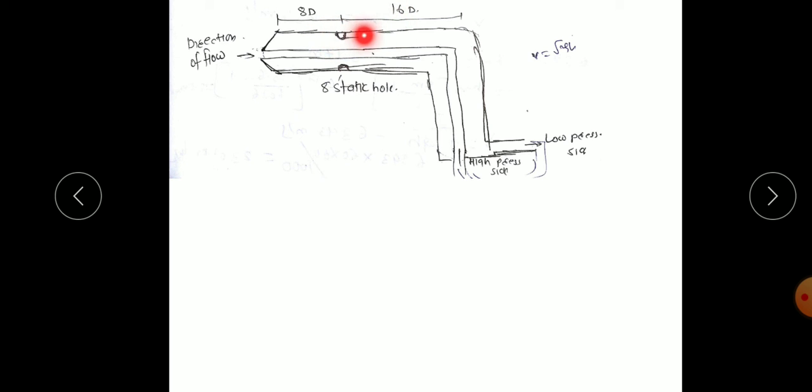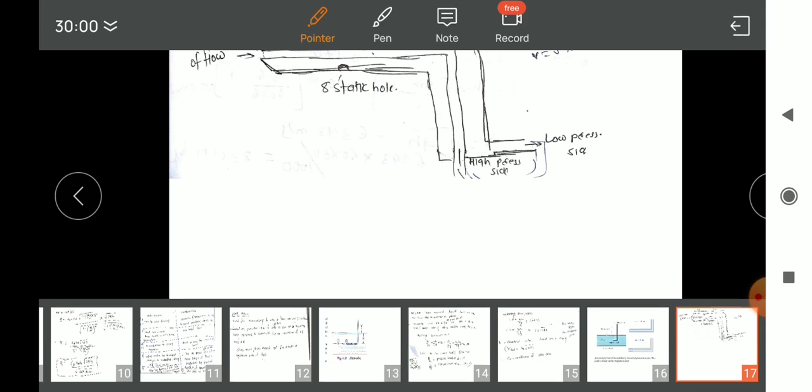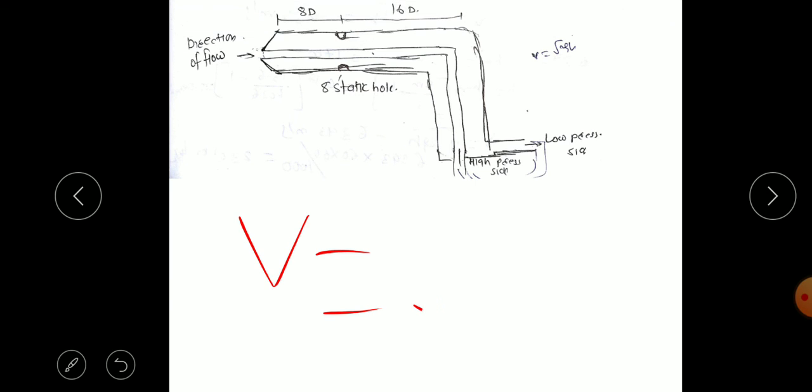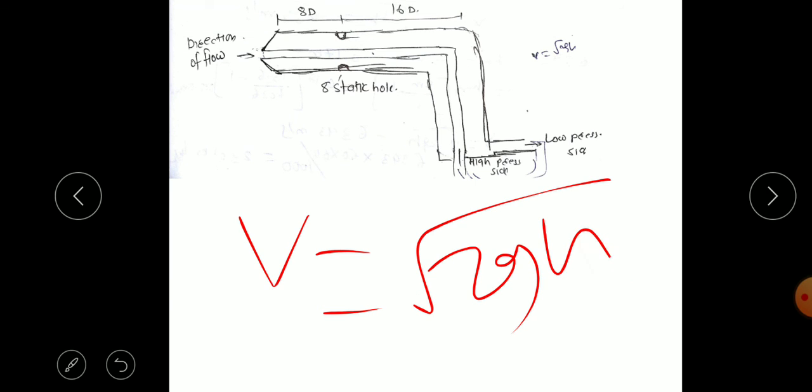The outer tube measures the static pressure, where the pressure will be lower, and at the center the velocity is reduced to zero. So at the center there is a high pressure side. We can measure this differential, and according to the formula V equals the square root of 2gh, we can determine the velocity of the fluid.